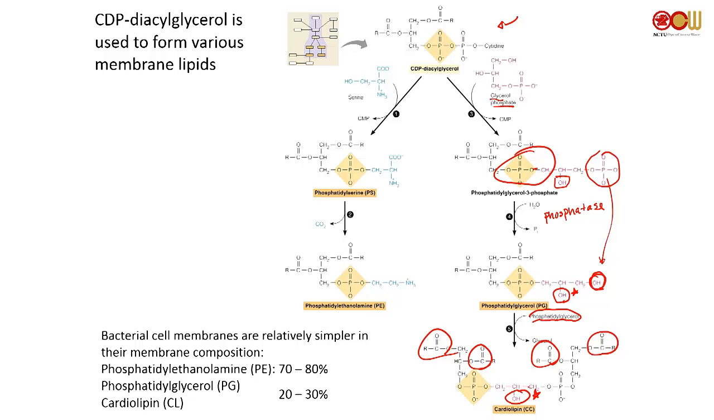Alright, now let's shift the focus to the panel on the left, okay? So let's shift focus to this part. You guys probably can't see it in the back, but whatever, okay? So we have CDP diacylglycerol. Now, again, our goal is to have a membrane lipid. Membrane lipid has 2 lipid tails and 1 polar head group.